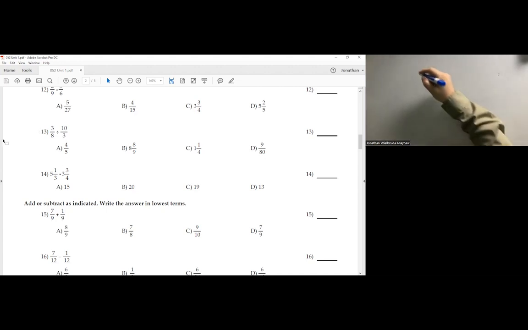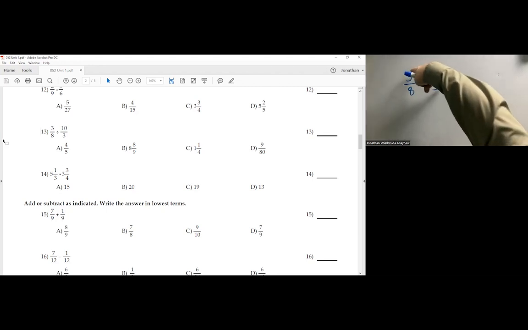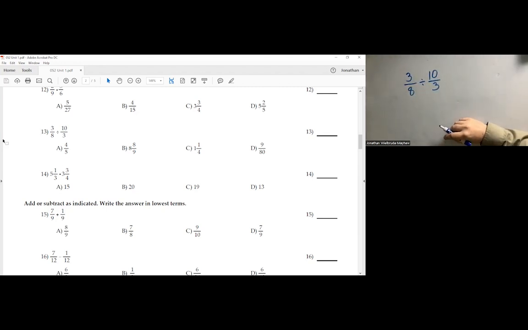Number 13. 3/8 divided by 10/3. You absolutely cannot cancel the 3s. Canceling is something we could only do with multiplication. This is division. Step 1 of a division problem is to turn it into a multiplication problem. Keep the first, change division to multiplication, flip the second, take the reciprocal of the second.